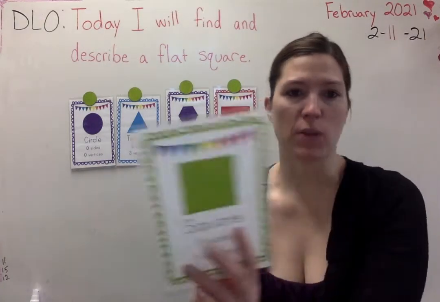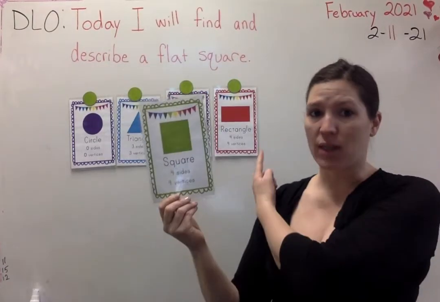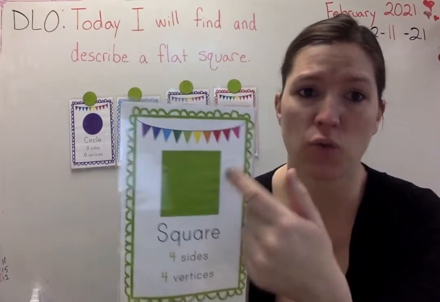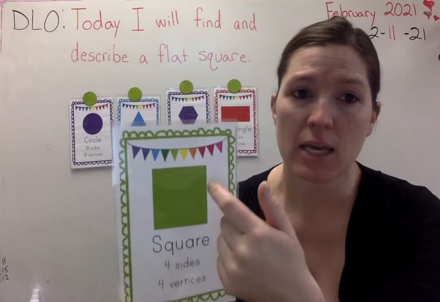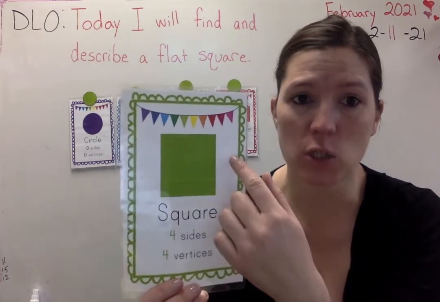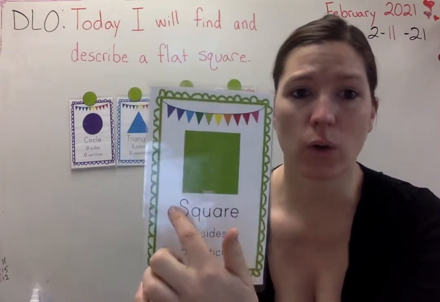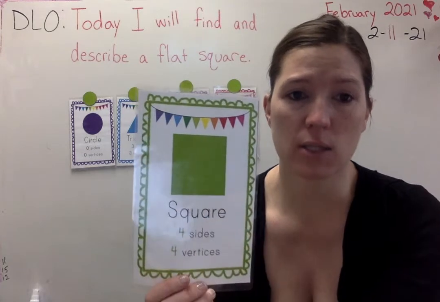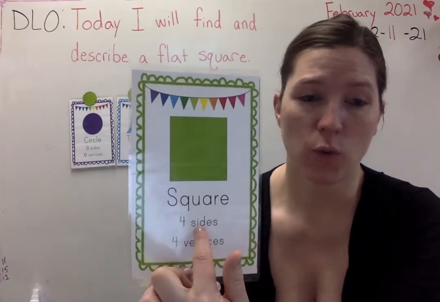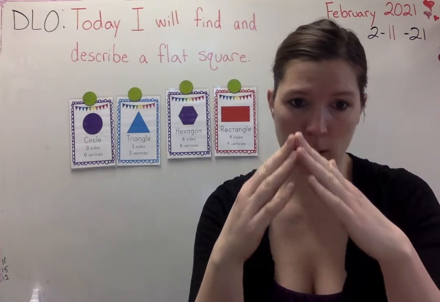And now for the shape that we're going to focus on today. This is a square. A square is different than a rectangle because a square has 4 equal sides. Equal means the same. We've learned that in the past for when we write equations, but equal means the same wherever you go. So a square has 4 equal sides. All the sides are the same length. So it has 4 sides and 4 vertices. The vertices are the corners.